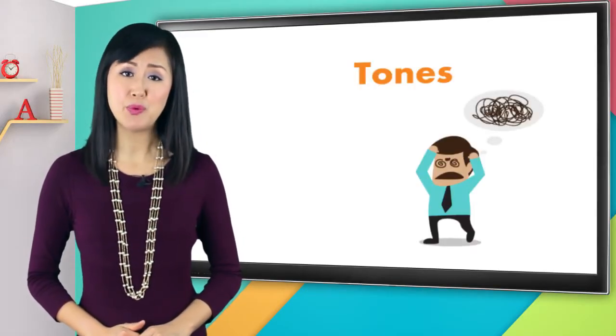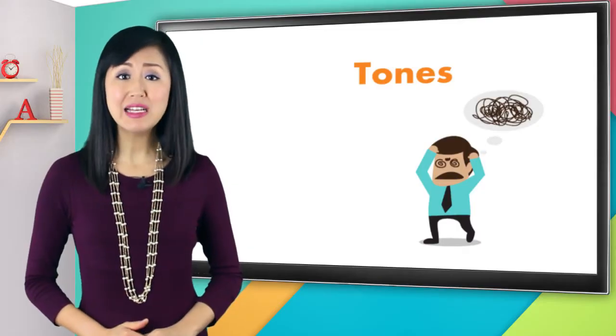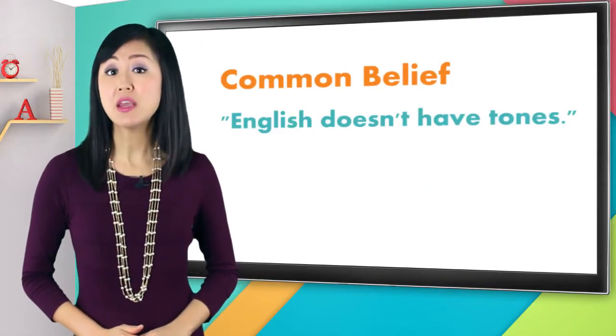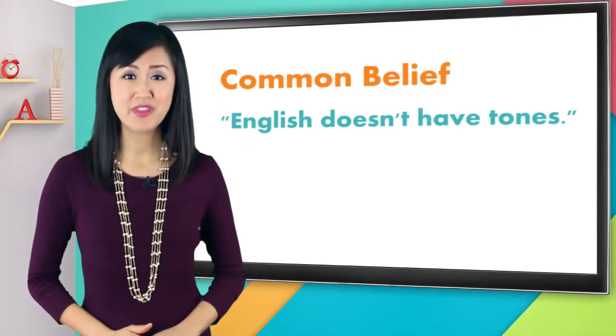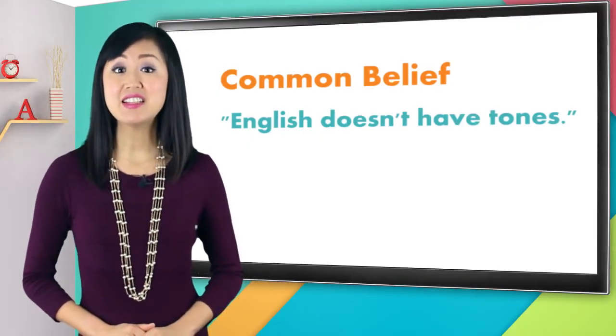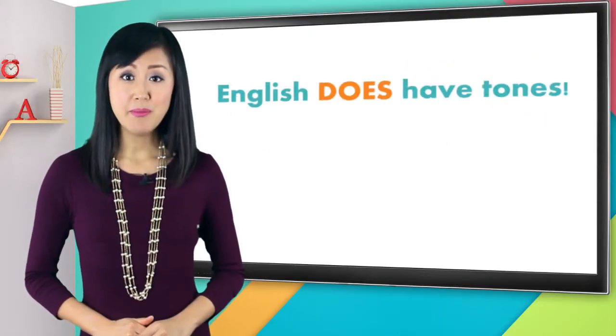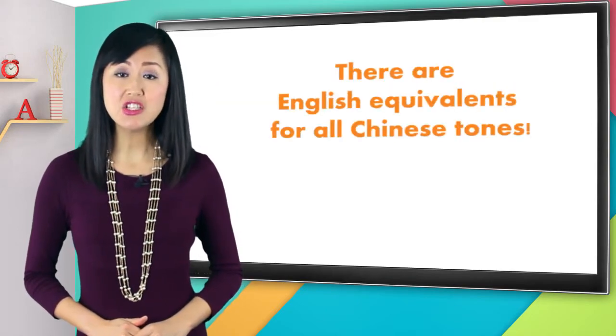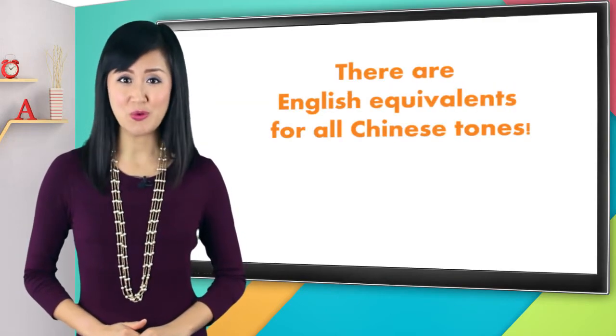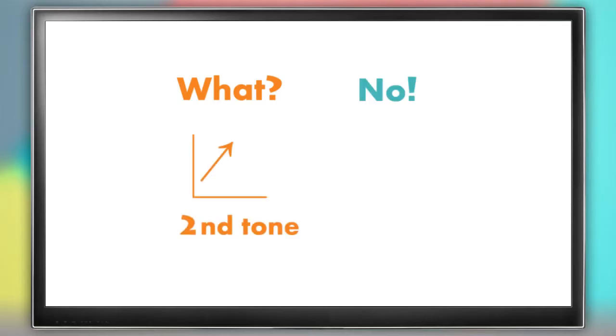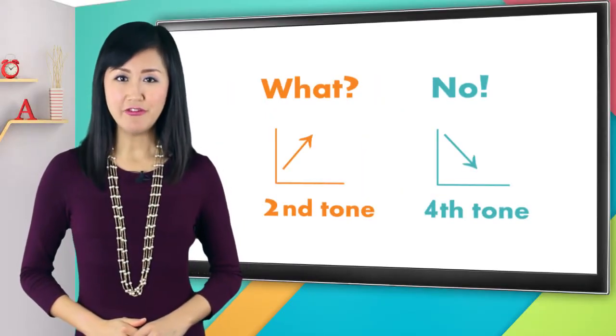In my years of teaching Chinese, I've seen how tones have a really bad reputation. People tend to find tones really intimidating and difficult to learn because they believe English doesn't have tones. Well, I can tell you this. That is absolutely not true. Not only does English have tones, but you can actually find commonly used English equivalents for all of the Chinese tones. For example, when you say what, you're speaking with a Chinese second tone. And when you say no, you're speaking with a Chinese fourth tone. Your voice is used to making these inflections already.